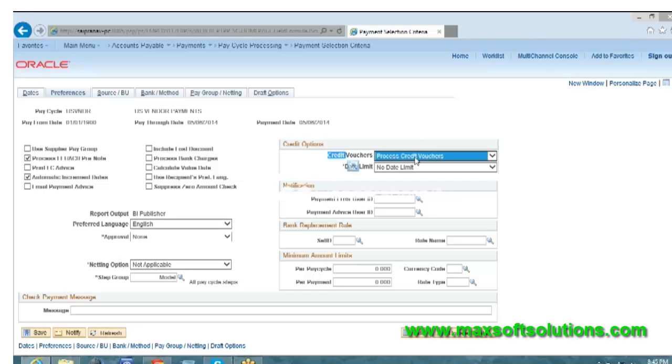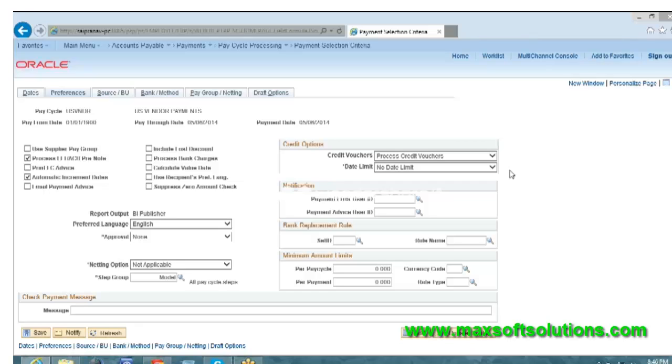Now the credit voucher options. There are 4 different methods available. Process credit vouchers. Process the credit when the debit is exceeding the credit. Or process when the debits exceed credits. I will tell you the difference. And do not process the credit vouchers.